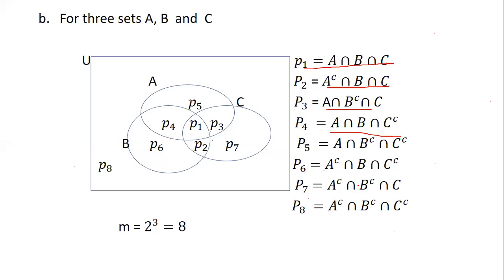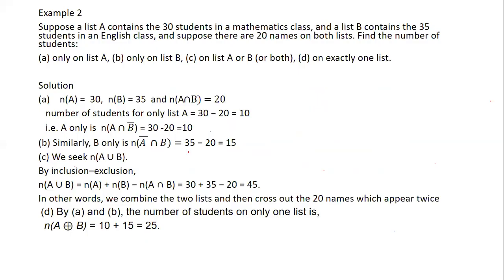And since we have 3 main sets A, B, C, then we must get 8 fundamental products, 8 of them. That's why we have P1 up to P8. Now let's check this example.